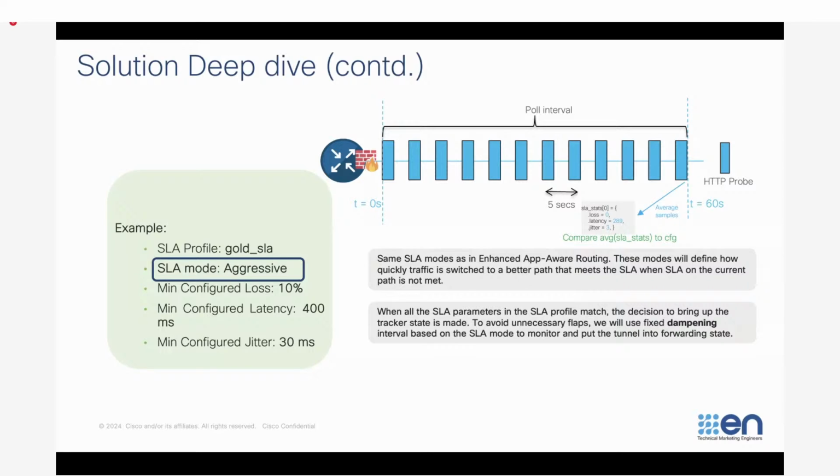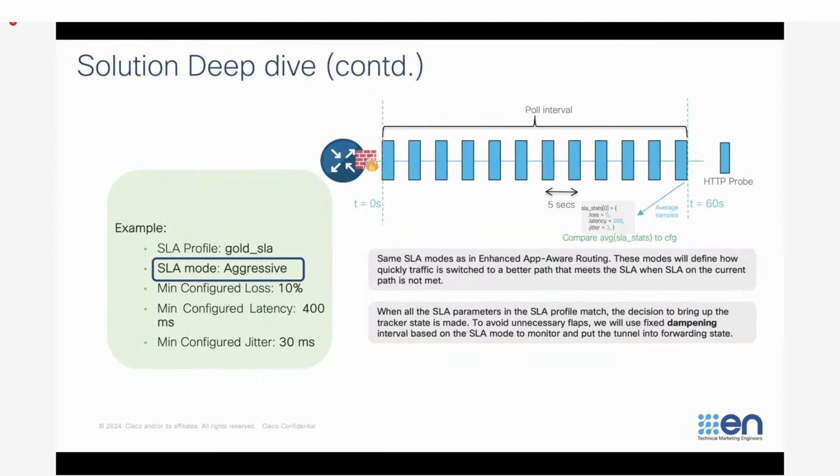Likewise, when we keep measuring the SLA, and let's say at some point we see that the tunnel is not experiencing any degradation, and all the measurements meet the configured loss, latency, and jitter. It should be all the parameters. When we bring the tunnel out of SLA, if one of the SLA parameters is exceeded, we bring the tracker down. When we want to bring the tracker up or put the tunnel into forwarding, it has to match all the metrics like loss, latency, and jitter.